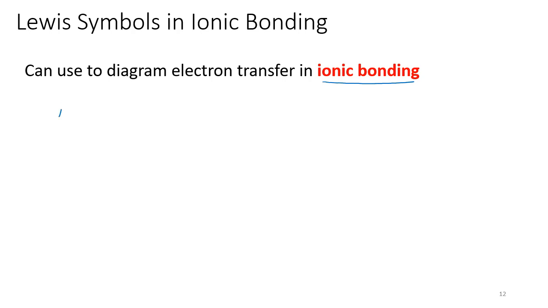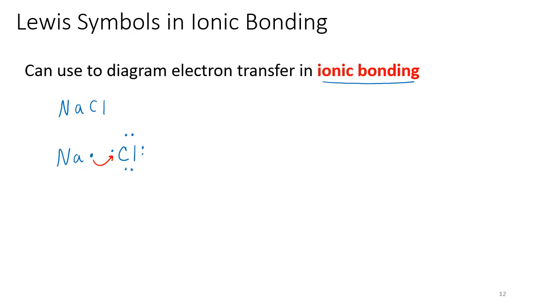For example, if we want to show the ionic bonding and the formation of sodium chloride. Sodium is a group 1A metal, and since it's in group 1A, it has 1 valence electron. Chlorine is a group 7A nonmetal. Since it's in group 7A, it has 7 valence electrons around it. In order to have a complete octet, sodium can give up 1 electron, and chlorine can accept 1 electron. That way they both can have a complete octet of electrons from this process. So sodium will give up 1 of its valence electrons to chlorine, which will accept it.